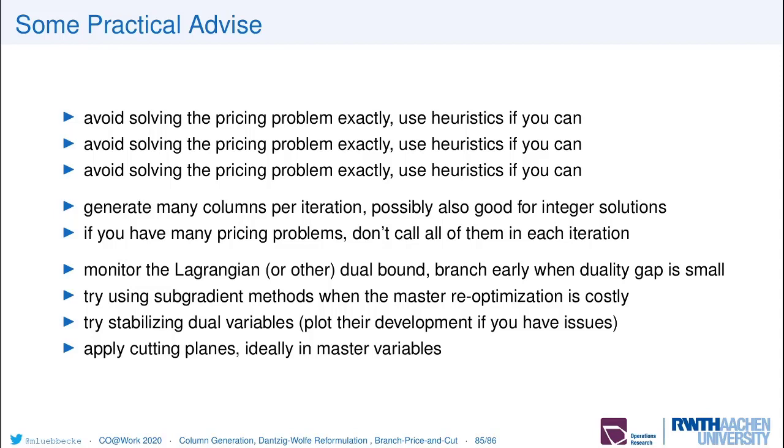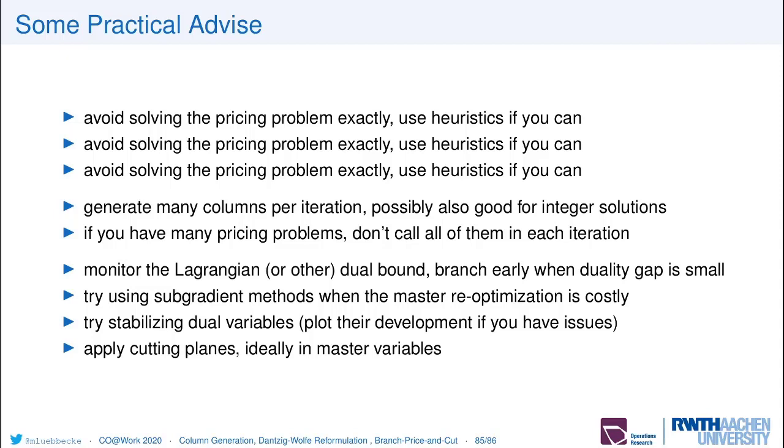Number two advice is avoid solving the pricing problem exactly. And number three is the same. And number ten is the same. So this is really key. If you try to solve the pricing problem exactly in every iteration and only generate one column, you will probably never finish. So try heuristics. This is very important. Of course, when you're interested in the proof of optimality, in the end, once you have to solve the pricing problem exactly. But when you're lucky, only once.